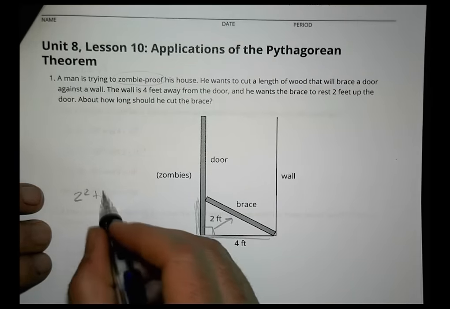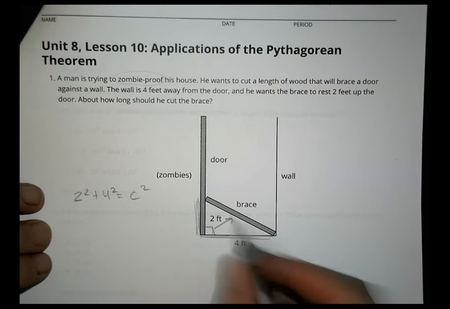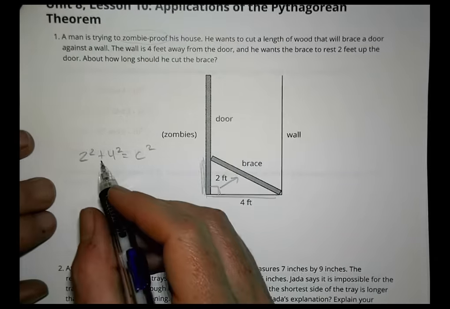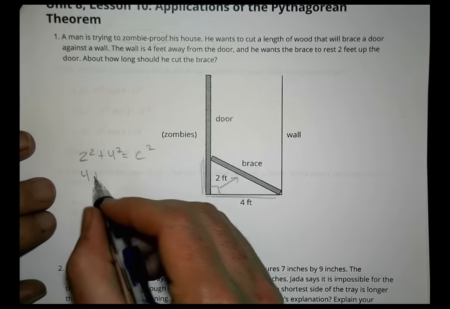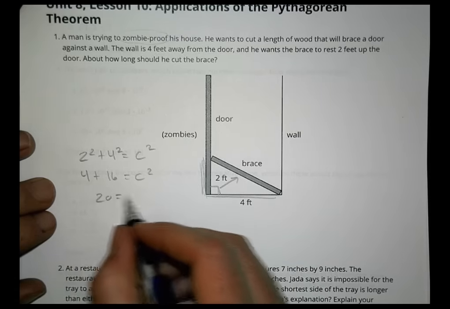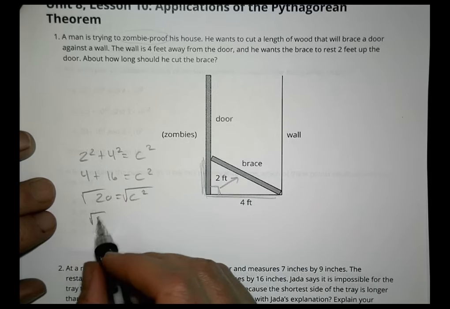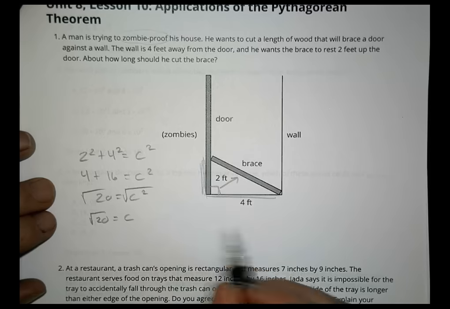So we know that 2 squared plus 4 squared is going to equal our c squared. We can call the brace the c squared. So in this case here, 2 squared is 4, 4 squared is 16, equals c squared. So 20 equals c squared. We'll take the square root of both sides. So the square root of 20 equals c.